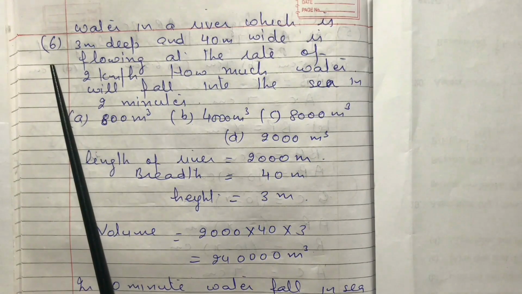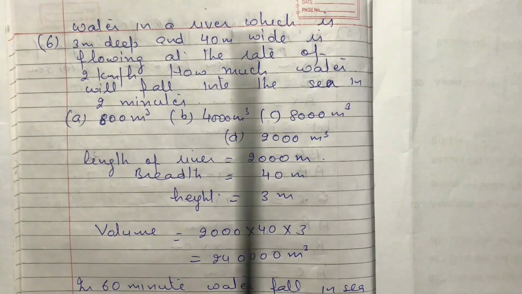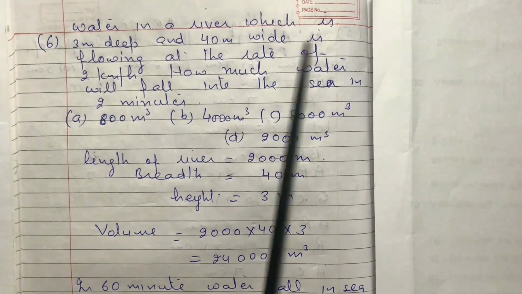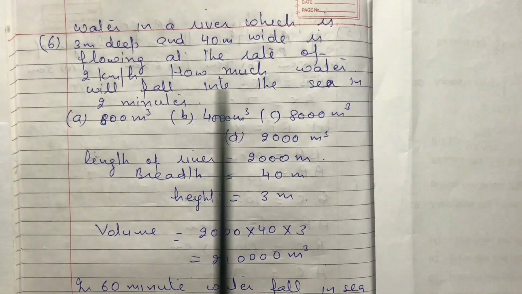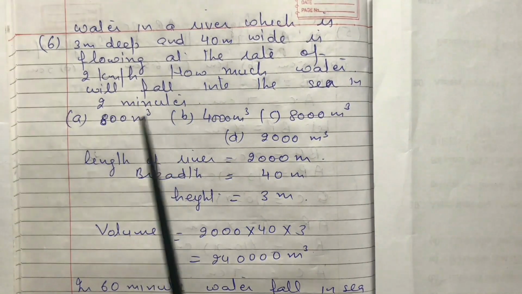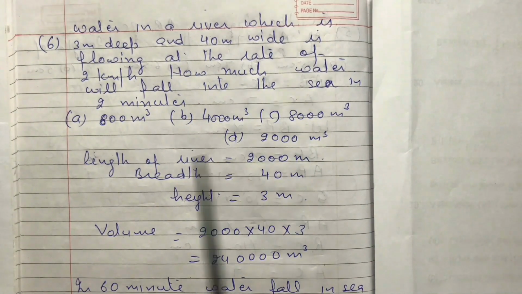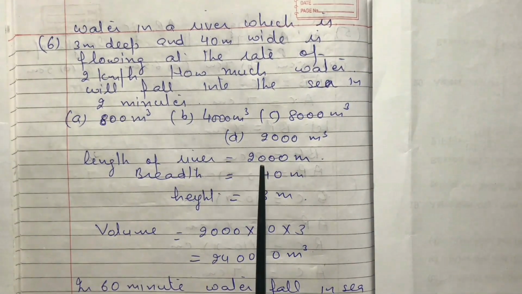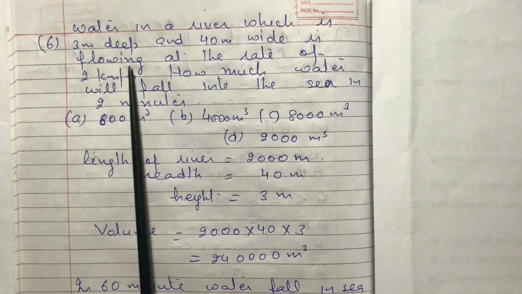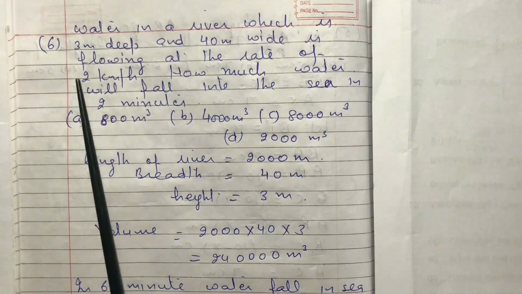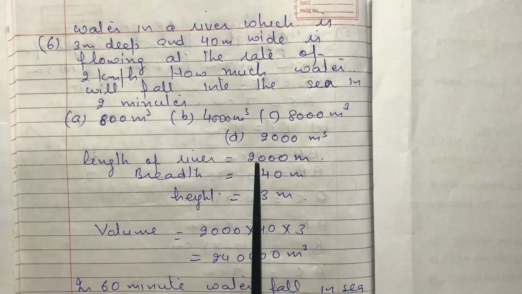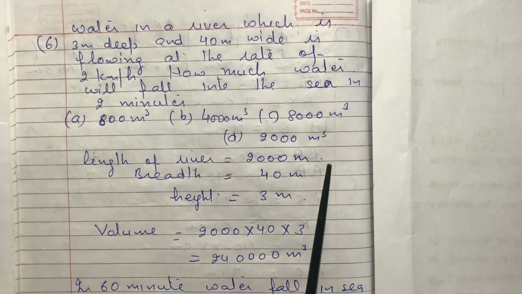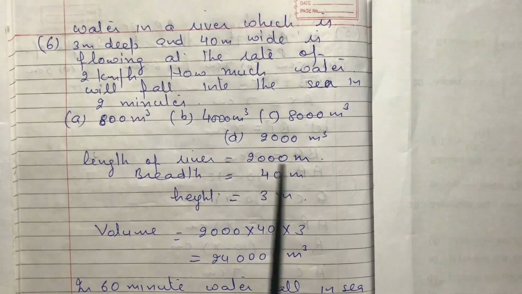Now sixth question is, water in a river which is 3 meter deep and 40 meter wide is flowing at a rate of 2 km per hour. How much water will fall into the sea in 2 minutes? So there are 4 options. Now length of the river is 2000 meter. 2 km per hour, this rate that is given, this is the length of the river, which is 2 into 1000. I have written it in meter. So length of the river is 2000 meter.